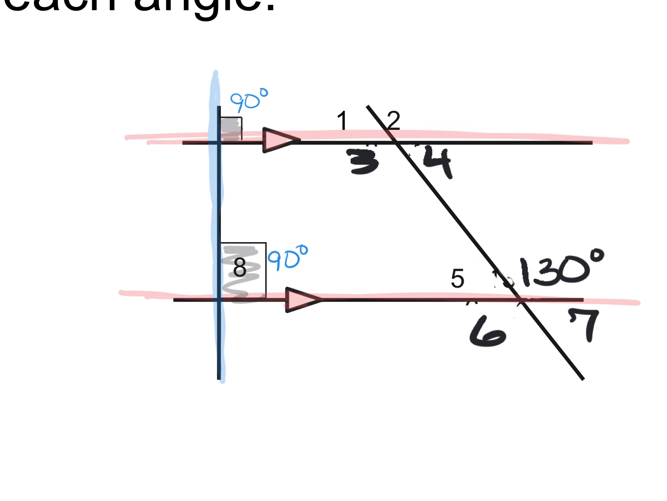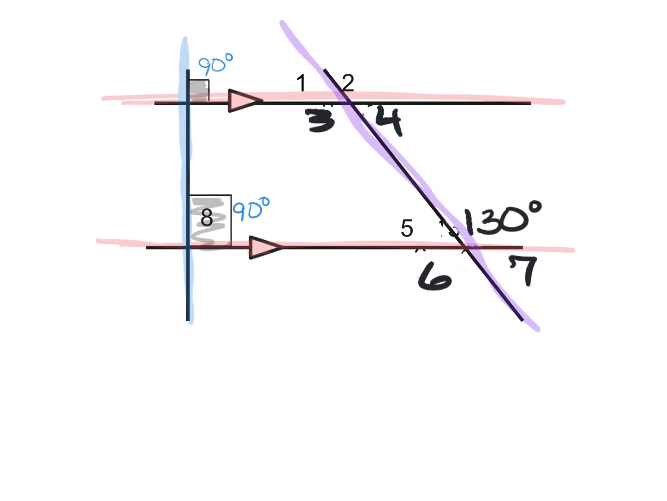Now, to answer all the other questions, I'm going to ignore this side of it and only focus on the transversal that's over here. So let me make that transversal in purple. So now I'm focusing on this transversal, which is going to be intersecting the 2 red parallel lines. Now, when I go to answer the questions for 5, 6, and 7 down here, I don't even really need to use any of my information from Chapter 3.